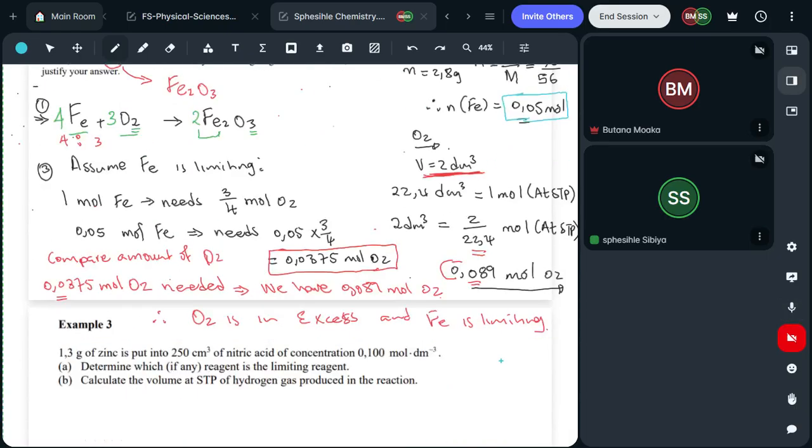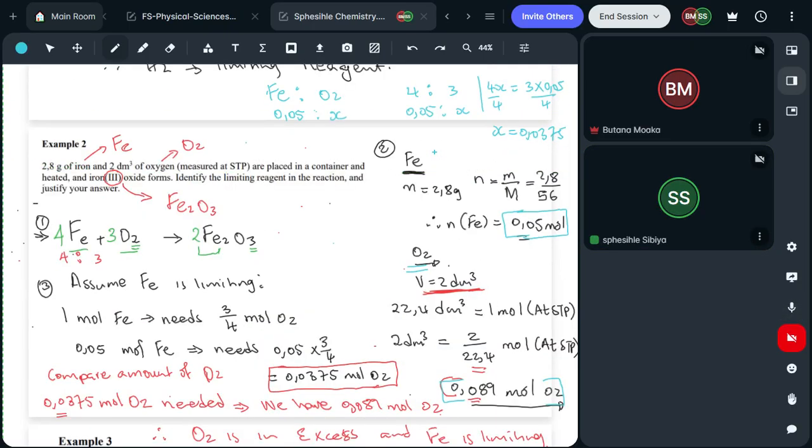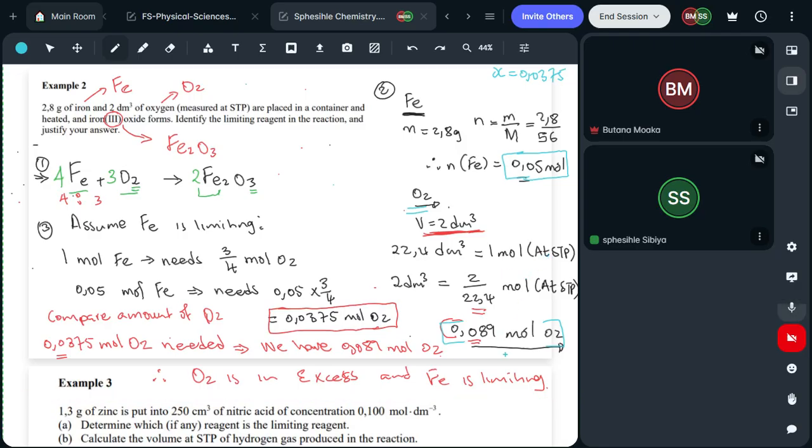But remember, you have to follow this step to find this one, right? The mole ratio tells us what we need. We need 0,0375, but what is given? We are given 0,089. You understand? So it's up to you which method you use. I just like to be more creative, ne? I'm sorry. But whichever method you prefer, it's fine.